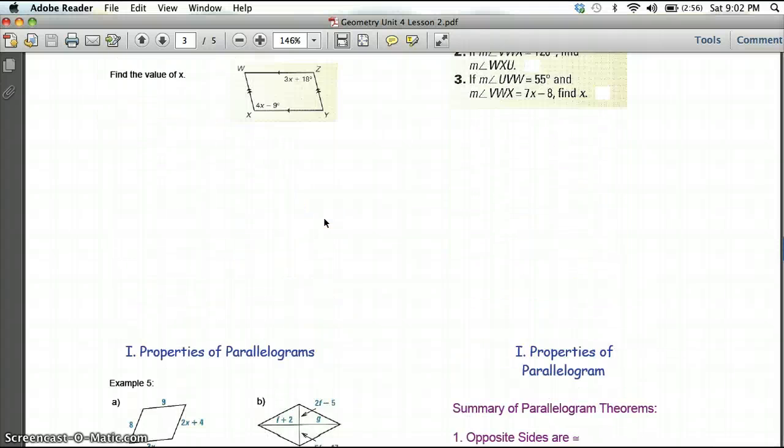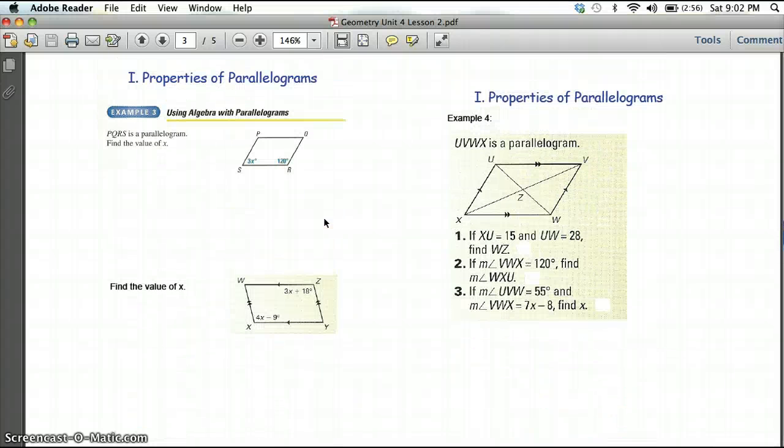Okay, so go ahead and do example number 4 on your own at home and bring that in as homework.